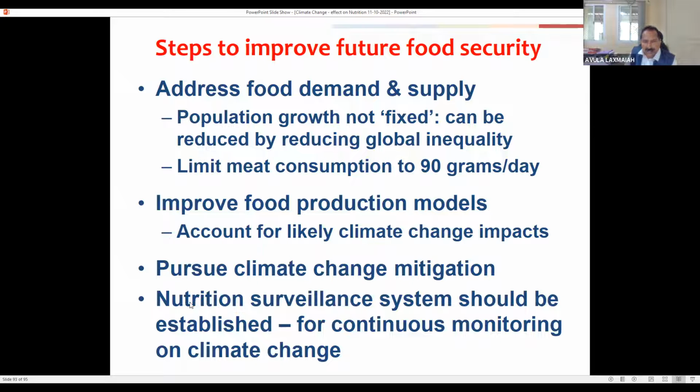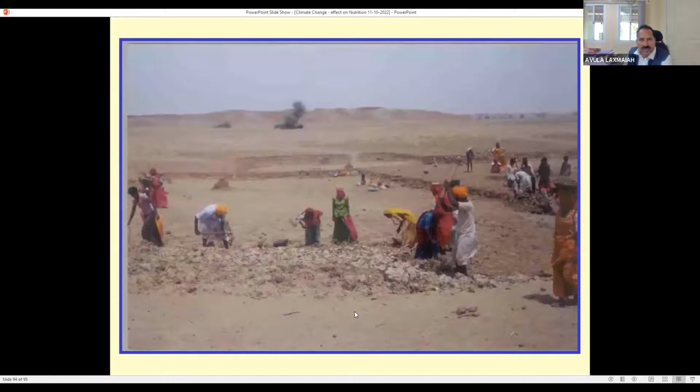Last one. Unfortunately, we don't have any nutrition surveillance system. So establishment of a nutrition surveillance system is very, very important to monitor the climate change impact. Otherwise, we also have to see the monitoring of food and nutrient consumption for various physiological and gender populations, which is very important because, you all agree, nutrition and health we cannot separate. Nutrition leads to health and health leads to nutrition, the digestion, absorption, availability, and all those things.